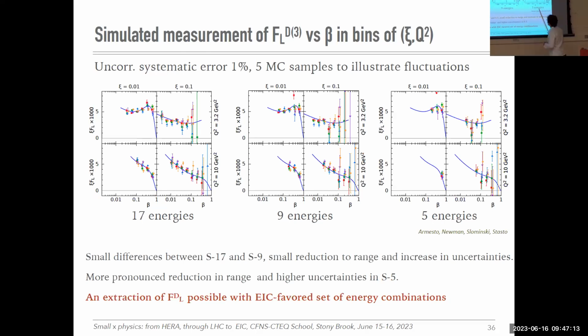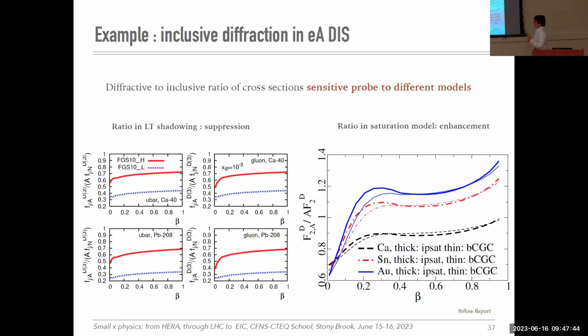We have done some simulations on that, and this is what you can extract. So if you have 5 energies, 9 energies, 17 energies, different colors represent different Monte Carlo replicas. One has to be careful about which energies to choose, but it is possible to measure the diffractive FL at the EIC, and it would be really nice to do so because it would provide a lot of information.